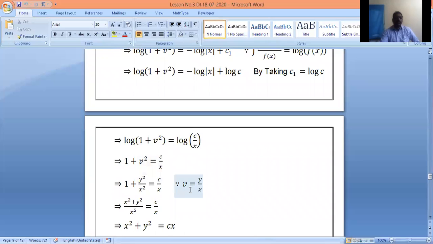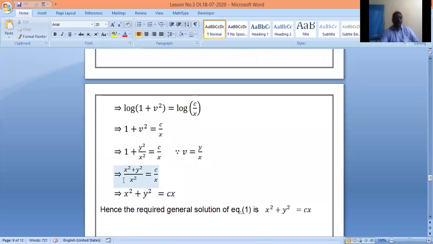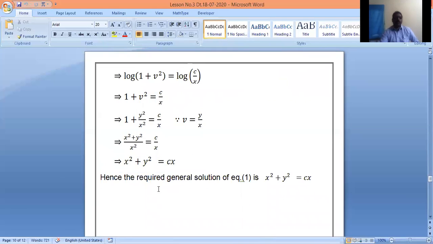We know that v is equal to y by x. By substituting this value in this equation, we get 1 plus y square by x square is equal to c by x. That implies x square plus y square by x square is equal to c by x. That implies x square plus y square is equal to cx. Hence, the required general solution of equation 1 is x square plus y square is equal to cx.